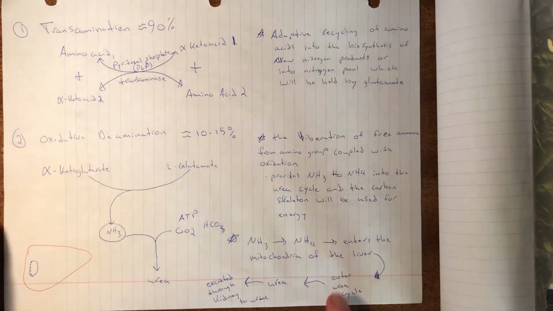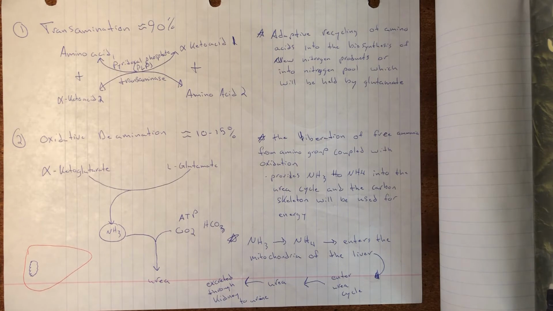Once your amino acids are going to the liver, your liver is going to decide what to do with them. There are two things that your liver can do with the amino acids. First, it can go through transamination, which in a healthy person you should be going through about 90% of the time. This is where your body is adaptively recycling the amino acids into the biosynthesis of new nitrogen products, such as neurotransmitters, or into the nitrogen pool, which will be held by glutamate.